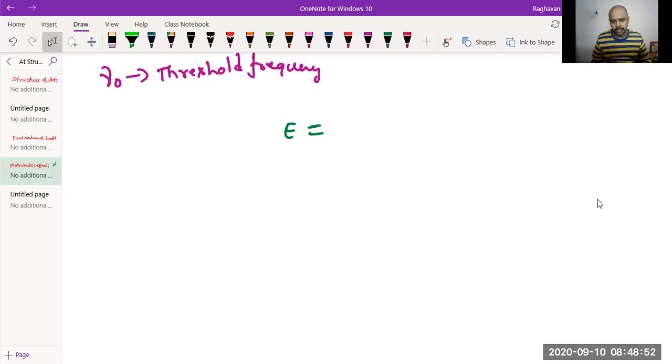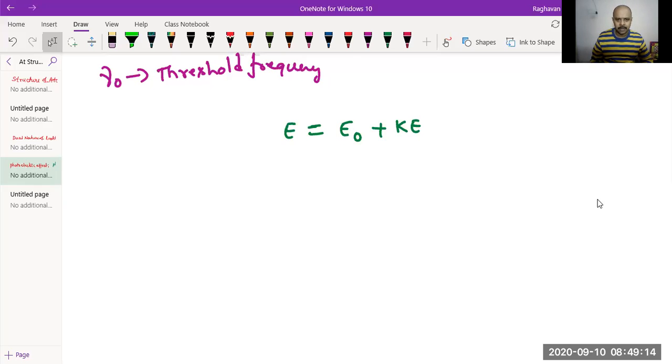Okay, so E is equal to some part of energy that will be used to remove the electron. How much energy is required to remove the electron? Threshold energy E naught. Then the remaining amount of energy will be transformed into kinetic energy.